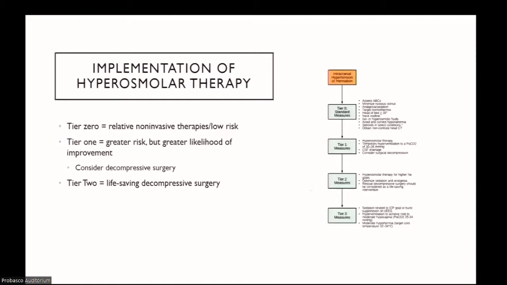And then just when discussing implementation of these therapies, the Emergency Neurological Life Support recommends a tiered approach. So tier 0 is basically many of the non-invasive nursing measures that we can do. And then tier 1, we see the greater risk, but the greater likelihood of improvement. And usually tier 1 is when we start to implement these therapies. And you can consider surgical decompression in the really severely sick patients. But often we start these therapies in tier 1.